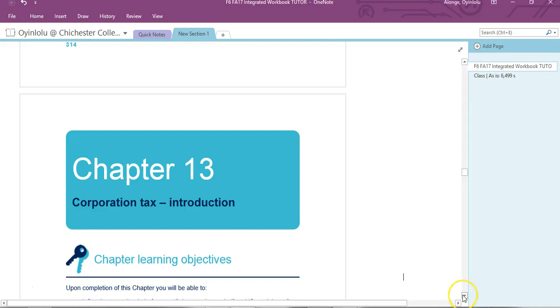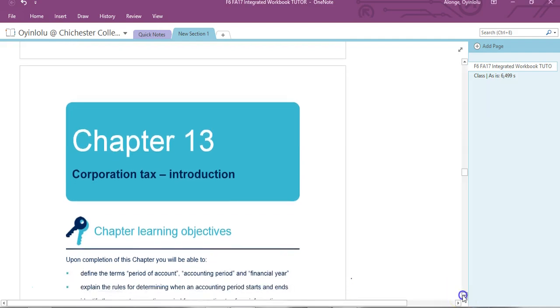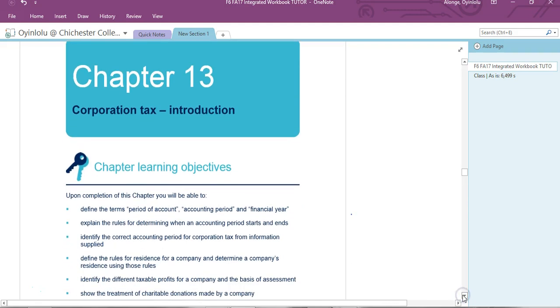Of course, if you were in class, you can skip this, but you can always look at it again for your own revision. What we're talking about now is the company, and the rules are slightly different here in terms of the financial year and this idea of what we refer to as a chargeable accounting period.